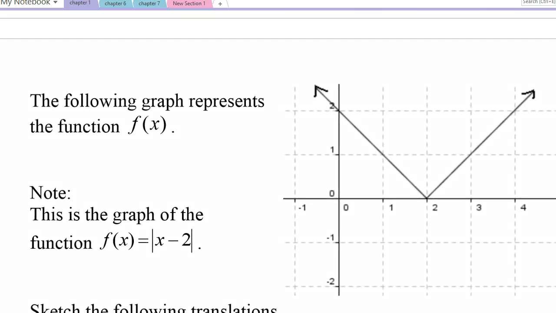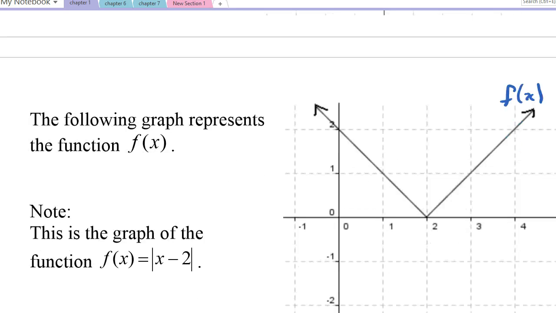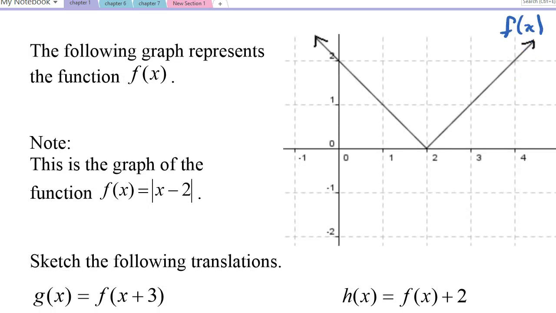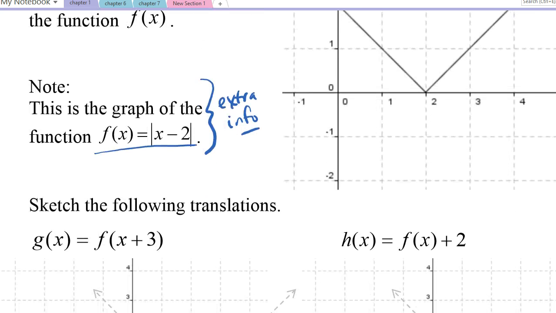Okay, so looking at this one here, the following graph represents f of x. So this is f of x. It's already given as a function. Now, the notes tell us that this happens to be this function here, but we actually don't need to know this. So I can sort of cover this up and say, don't worry about this. This is sort of extra info, in case you're wondering. We really don't need it to solve the question.